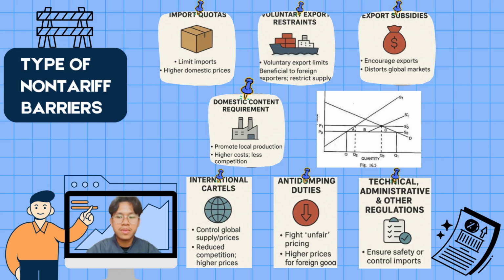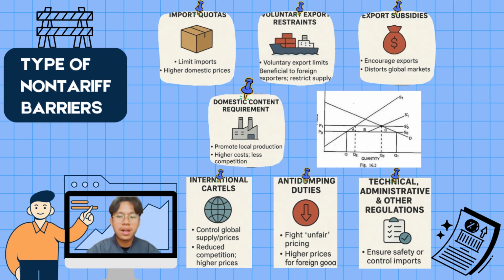Domestic content requirements require a certain percentage of products to be made locally to support domestic production. Export subsidies are government payments that help domestic firms sell goods more cheaply in foreign markets. Technical and administrative regulations include safety standards, licensing, labeling, and complex procedures that can indirectly restrict imports.